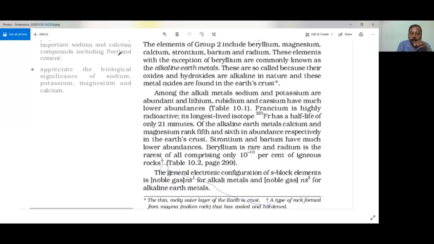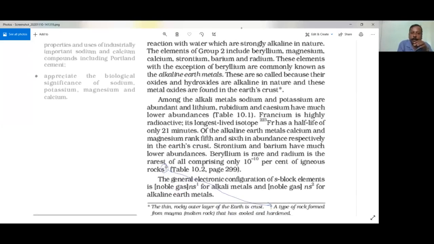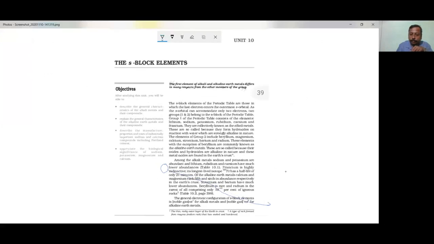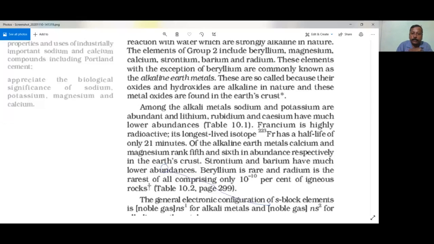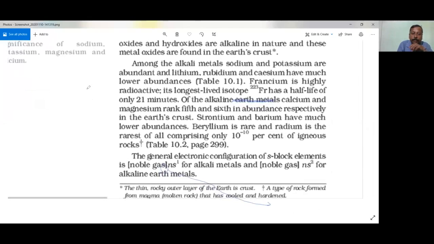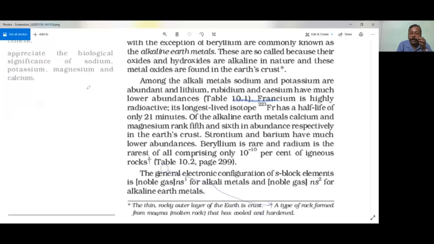And what is earth crust? Already I told you, this was mentioned over here, so I will underline it. The earth crust definition is given here at the bottom. Earth crust means the thin rocky outer layer of the earth. So this is the first page of NCERT, and after going through every page you should underline the points and make short notes in your notebook in your own handwriting.